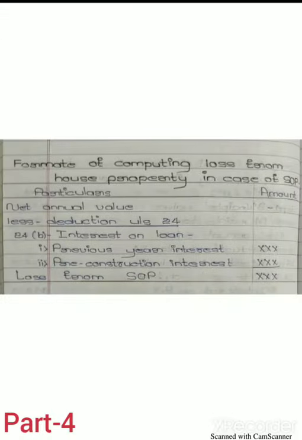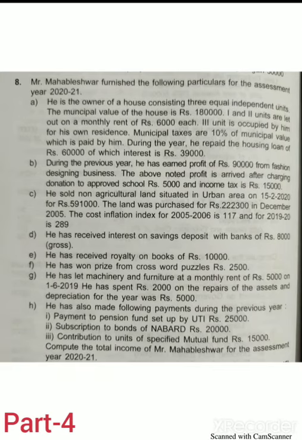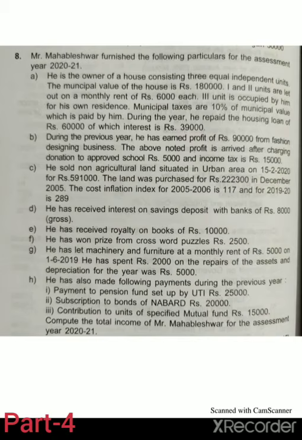Then after the capital gain, what next information has been given in the question? So he has received interest on saving deposit with bank rupee 8,000 gross. This is one of the parts of other sources. Then he has received royalty on books of rupee 10,000. It is also part of income from other sources. He has won a prize from crossword puzzles. It is also part of income from other sources.